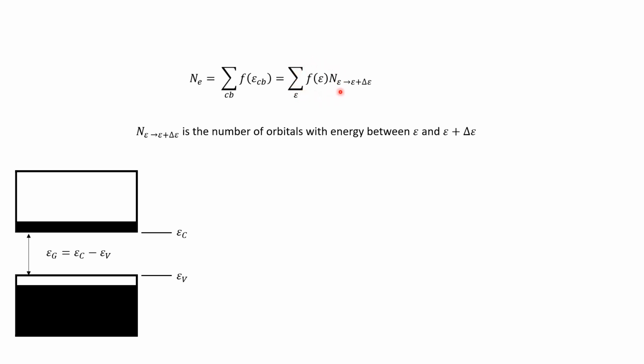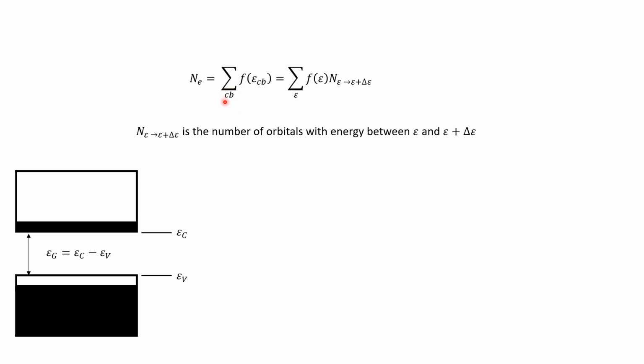So all orbitals within this range have this probability of occupation. So we take the probability, multiply by the number of orbitals, and we have the contributions of all orbitals within this range. So all we need to do is to sum the contributions over all possible energy ranges. That's why this sum here runs over the energies, no longer over the orbitals.